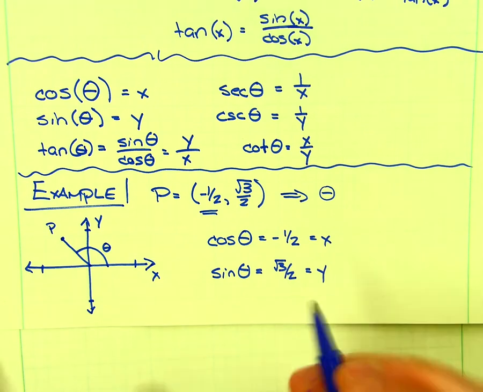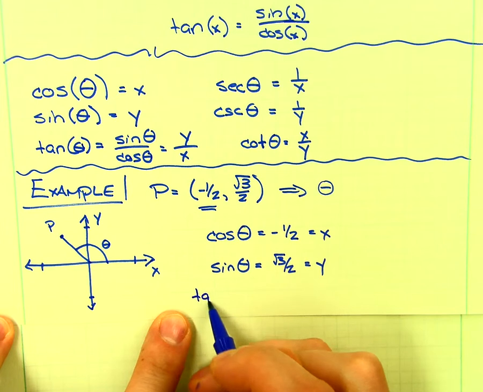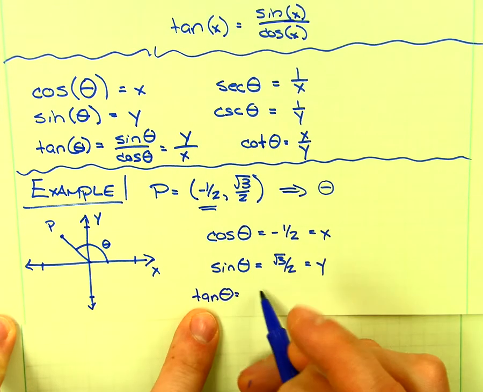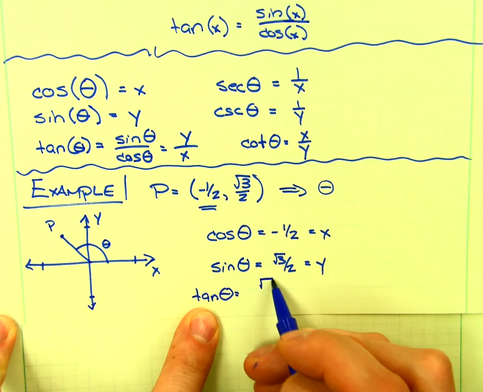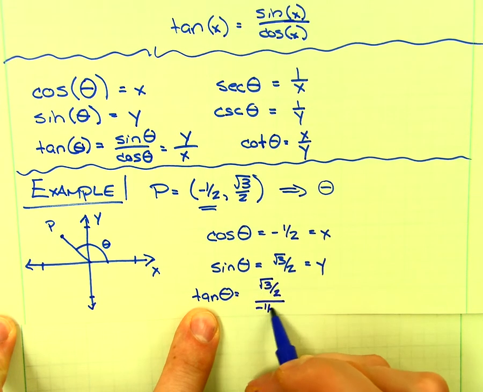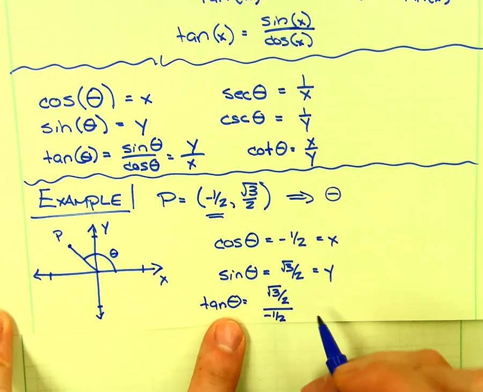I can expand it out and just say sine over cosine is going to be my tangent. So the tangent of theta is going to be equal to y over x, sine over cosine. So this is going to be equal to square root of 3 divided by 2, divided by -1/2. If I do some algebra mojo, I can take the bottom one and flip it up.